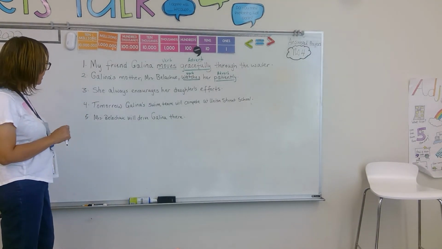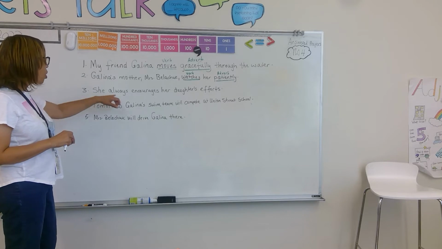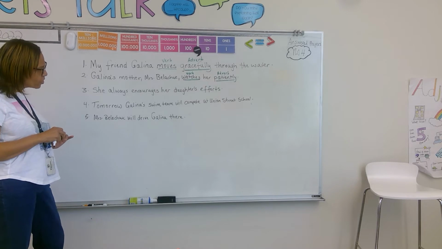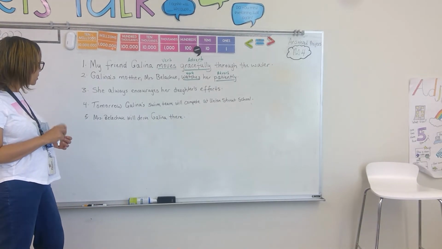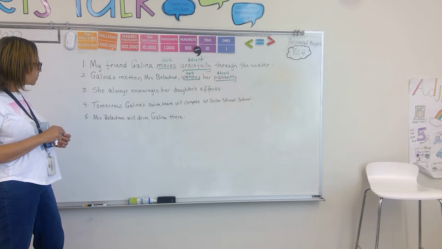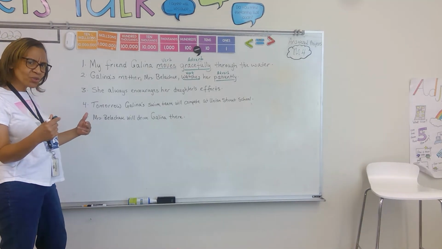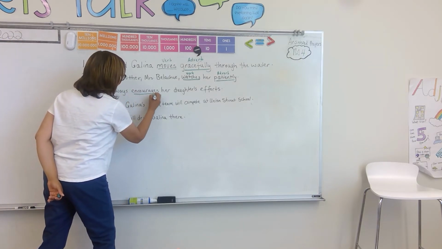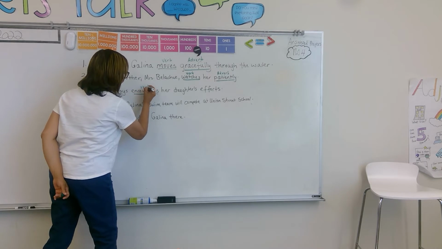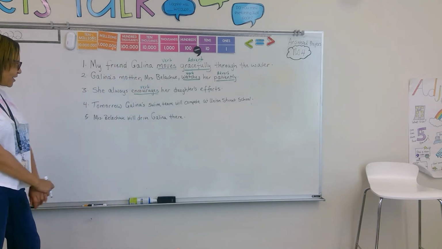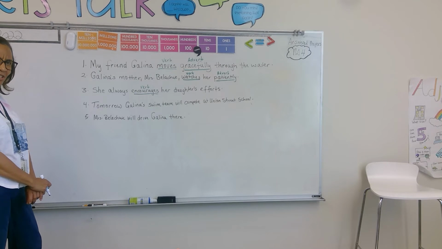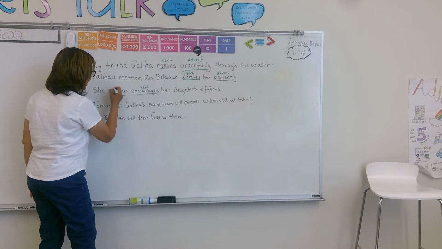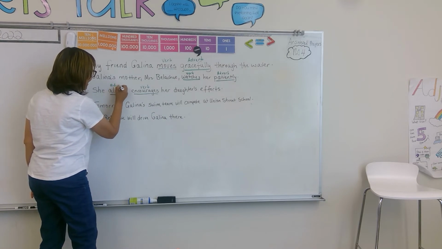Okay, so let's look at sentence number 3. She always encourages her daughter's efforts. What's the verb in that sentence? Remember, a verb is an action word. Somebody's doing something. Encourages. That's correct. That's the verb in that sentence. And how does she do it? She's always doing it. So we know that always is the adverb in the sentence.